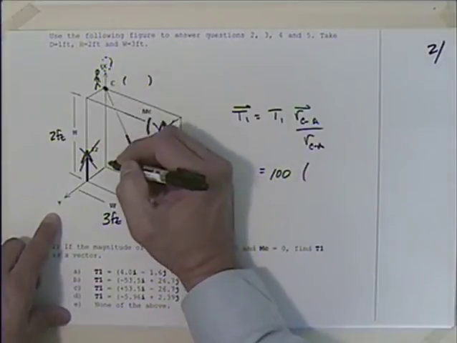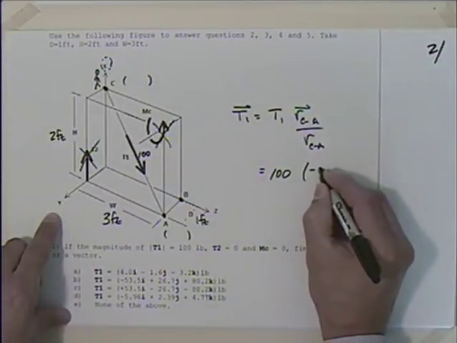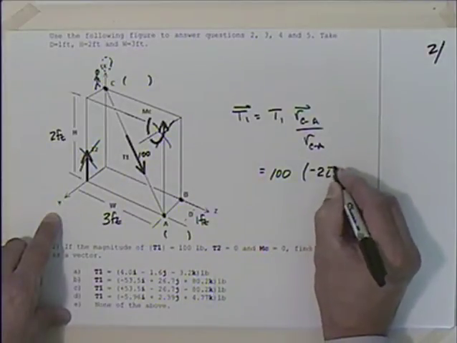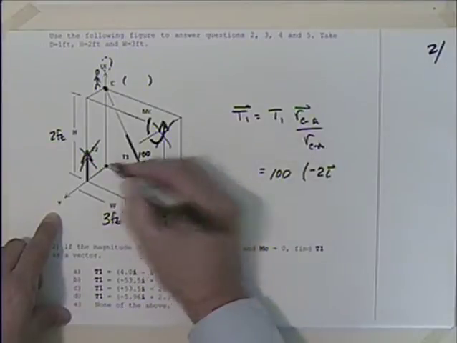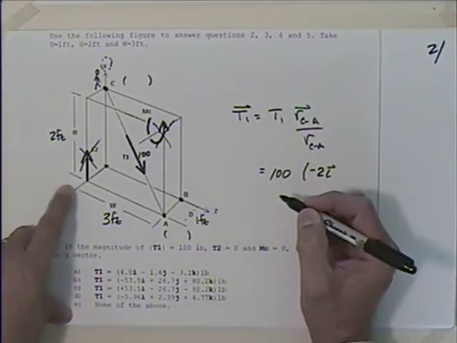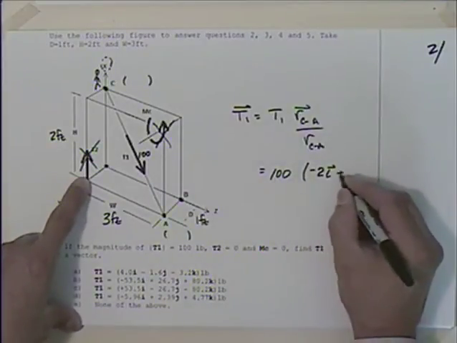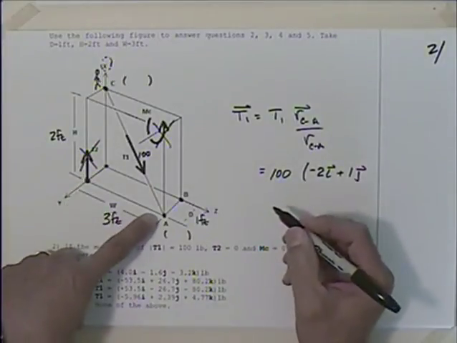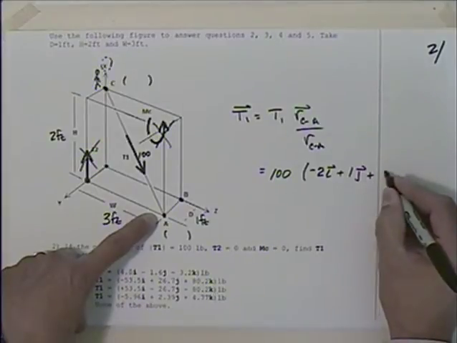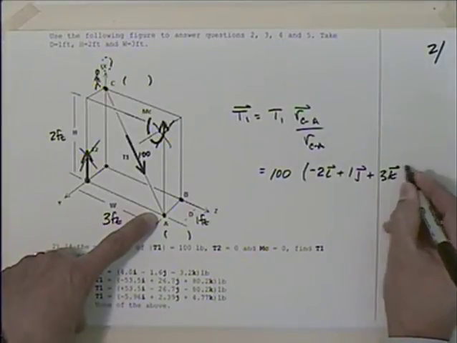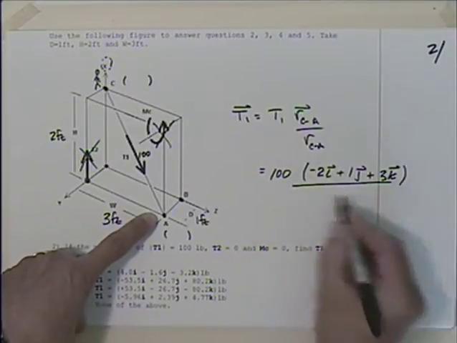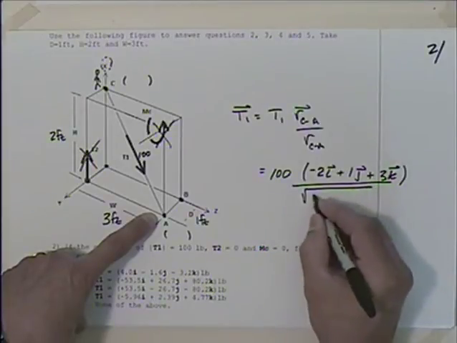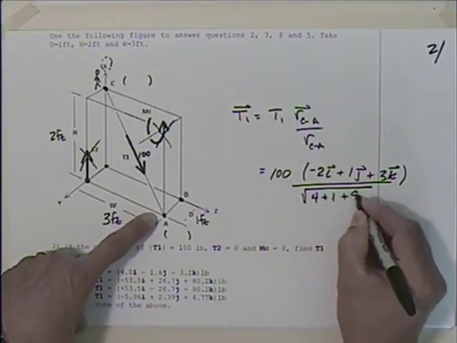So I'd have to go minus 2 in the I direction, or the x direction. That's going to put me here. Then what do I have to do? I have to go 1 in the y direction. That puts me there. And then I have to go 3 in the z direction. I'm going to divide this thing by the square root of 4 plus 1 plus 9, right?